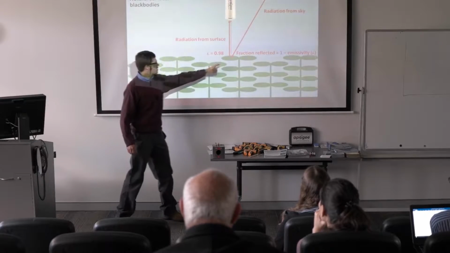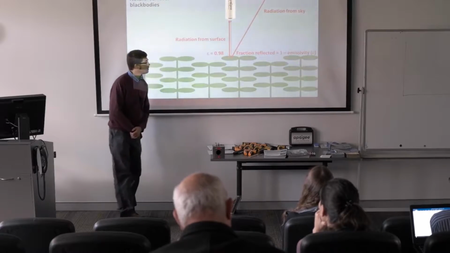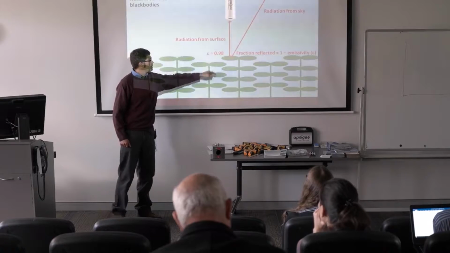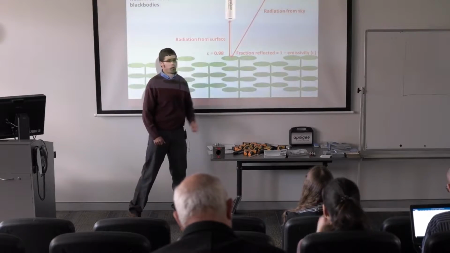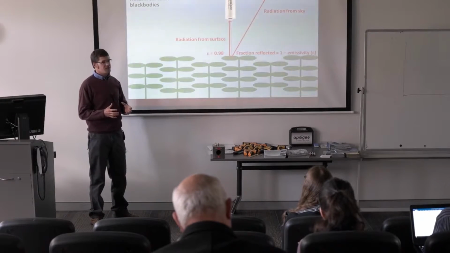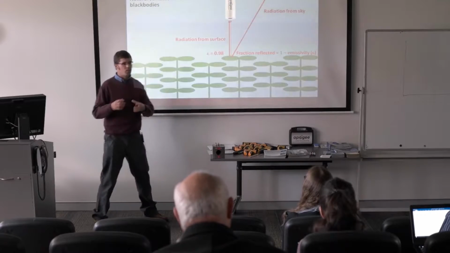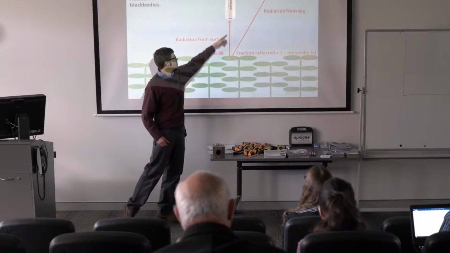The reason why is that the long wave reflection at the surface is 1 minus the emissivity. Right? So if our emissivity is 0.98, that means our reflection of long wave is 0.02. Essentially, 98% of your radiation is coming from the plants, which we're trying to measure, and 2% is coming from the background or the sky because it's being reflected off of the plant surface towards the radiometer.